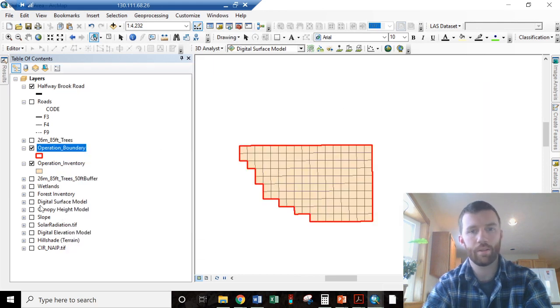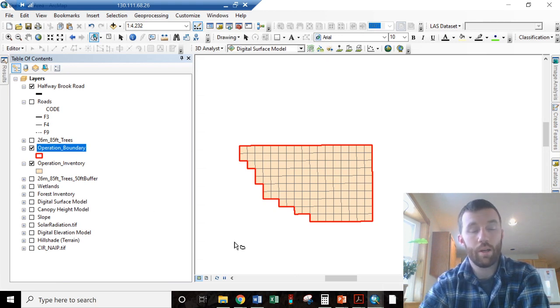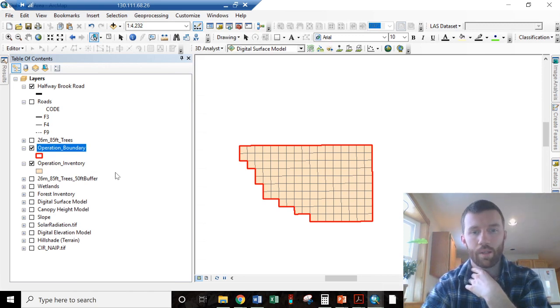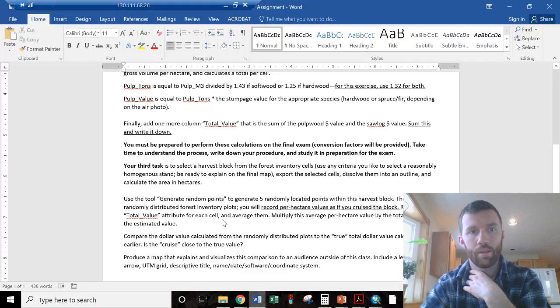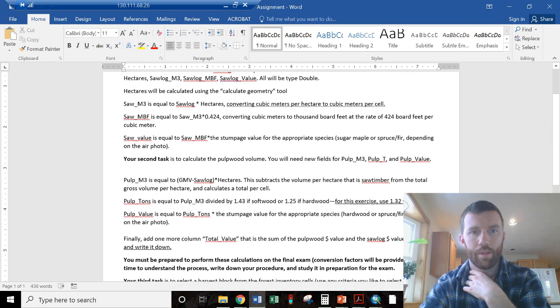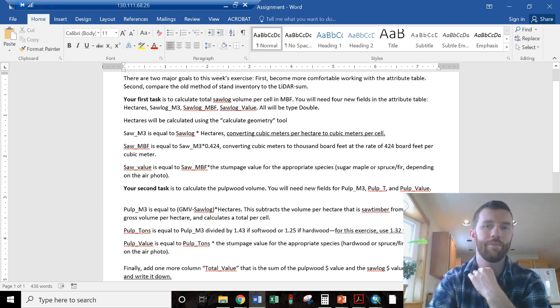So that's that. So what are our next steps? We need to calculate the saw log volume. We need to calculate the pulp volume and their respective values. So let's look at the instructions again. So I need, let's see, 4 new fields. So I need hectares, saw log cubic meters, saw log 1,000 board feet, and saw log value.